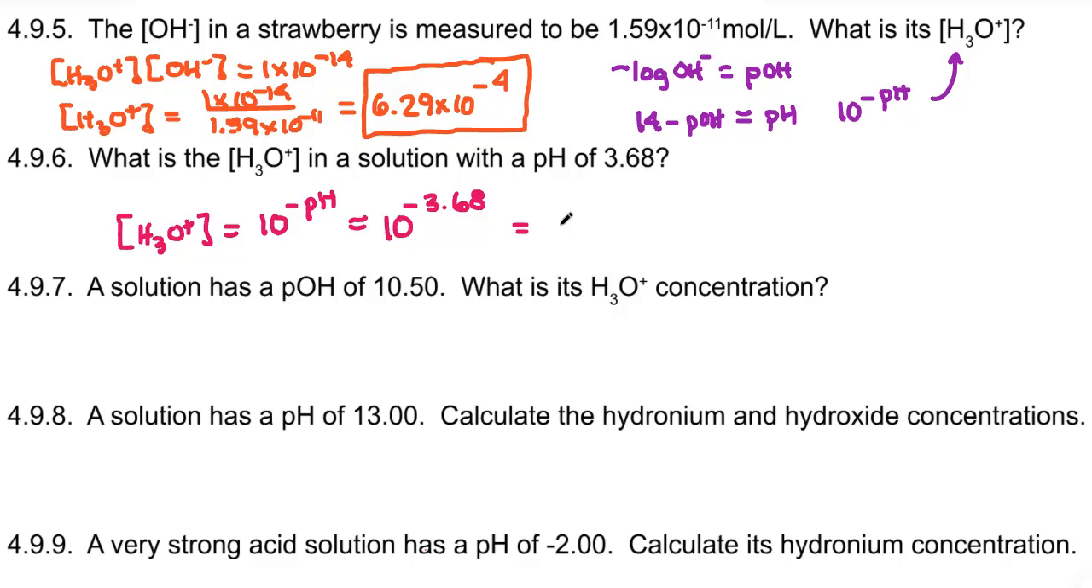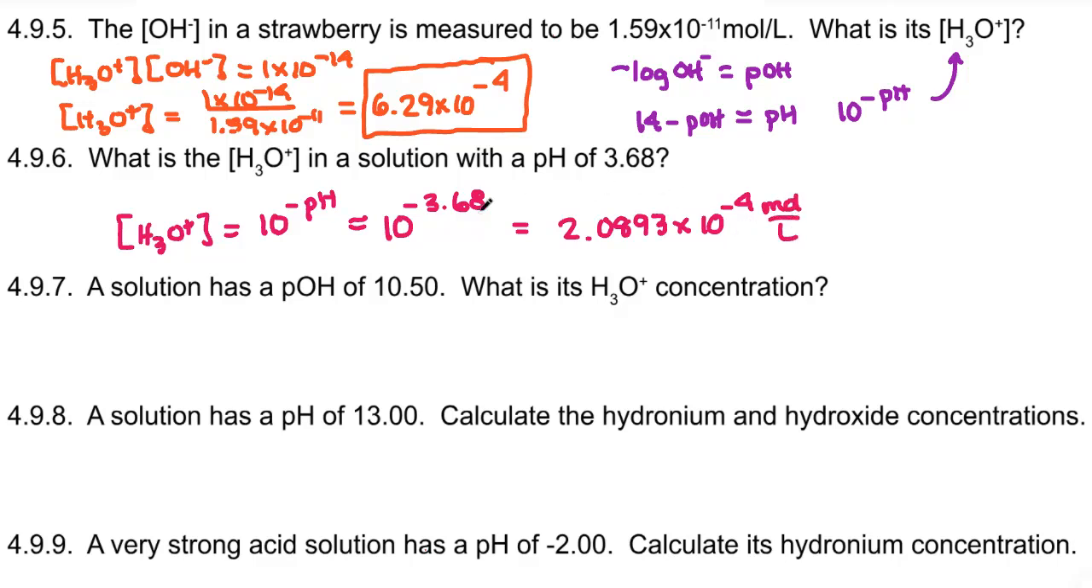The calculator does it with no trouble, and I get 2.0893 times 10 to the minus 4. And that's moles per liter.